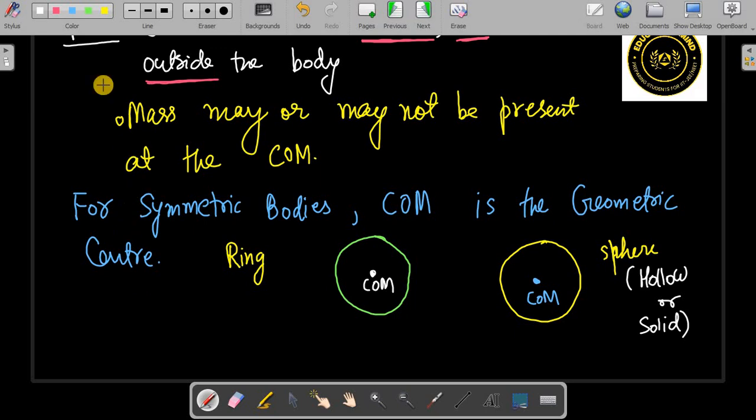In this manner, for example, if we have a rod with mass uniformly distributed, the center of the rod is the geometric center. So the center of mass will lie exactly at the midpoint. But of course, if the mass of the rod is not uniformly distributed, then it may be anywhere between here or there. That we will calculate for such bodies. So we should know about this concept of center of mass.